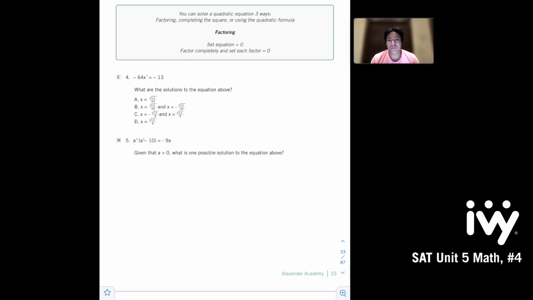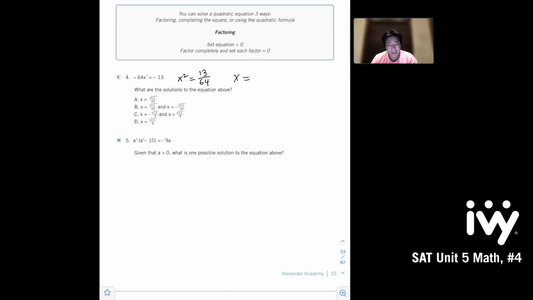Okay, question 4. What are the solutions to the equation above? We have -64 x squared is equal to -13. So the factoring here itself isn't super complicated, but let's go ahead and break it down. First thing we want to do to isolate the x, we want to go ahead and divide both sides by -64. This leaves us with just x squared on the left, and because the negatives cancel, just 13/64 on the right. So now what we want to go ahead and do is we want to take the square root of both sides so that we're just left with x on the left.